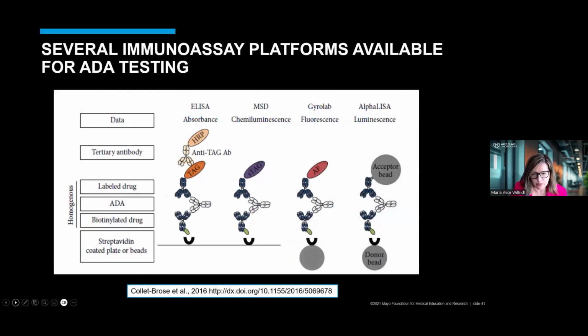Several other platforms are available to measure anti-drug antibodies, and they all generally rely on labeled forms of the drug, biotinylated, or different labels here, and they will form a bridge. So this is what we call the bridging immunoassay. So there is a bridge formed between the anti-drug antibody and different forms of labeled drug. And you can have different things on the plate to make this detection. What are our assays like at Mayo Clinic?